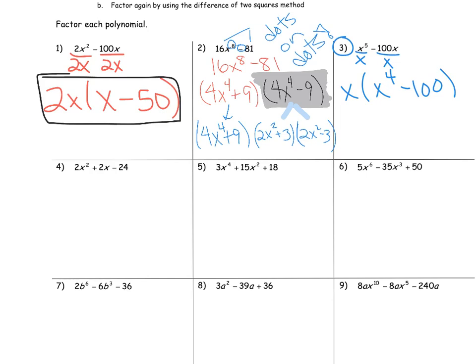All right, we're good to go. I'm going to break this up. I've got x times our double set of parentheses, x squared minus 10, because the square root of 100 is plus or minus 10. And we're done. That's it. Be careful here. The square root of 100 is plus or minus 10, not 50.